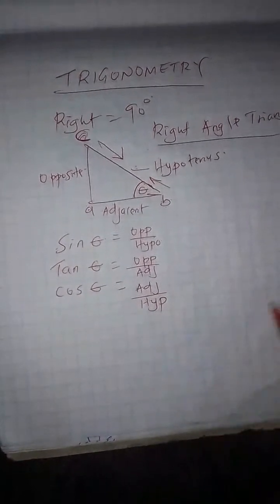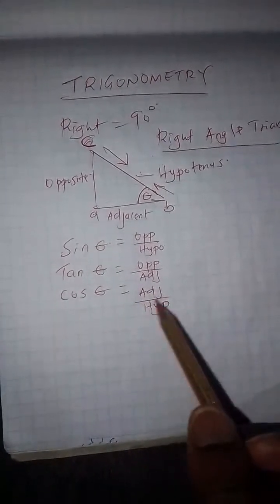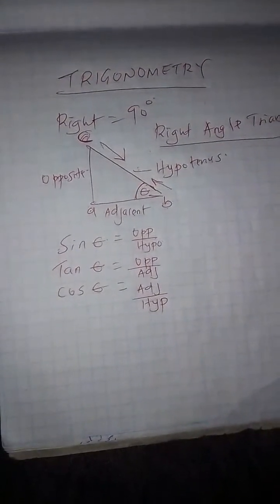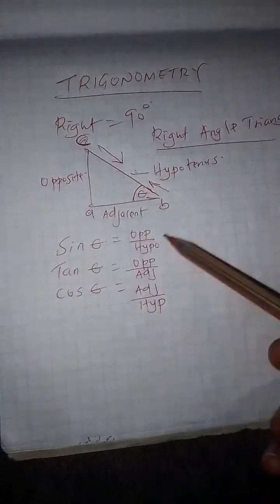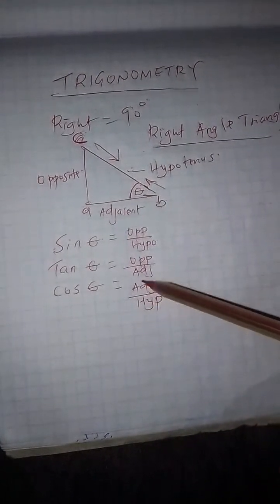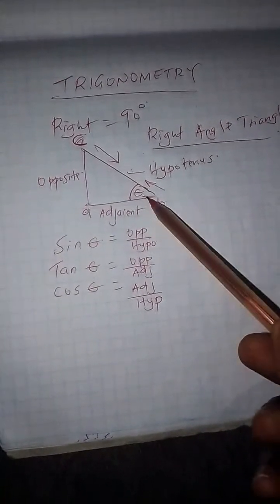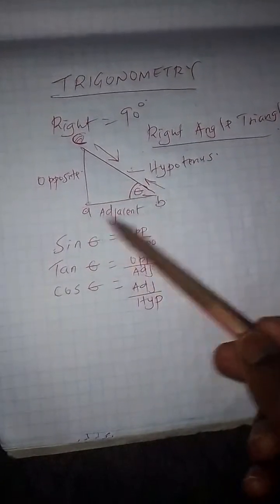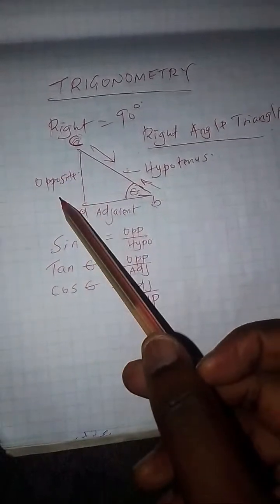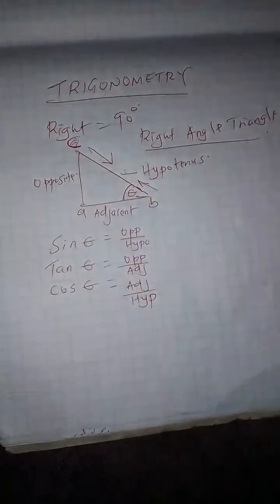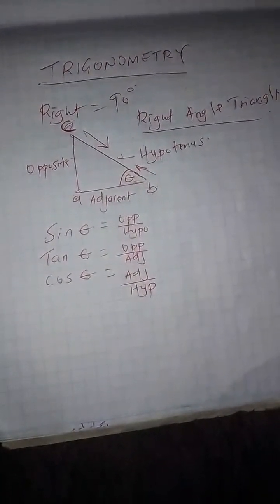Okay, so cos theta is given by adjacent over hypotenuse. Now, after you've mastered all these formulas for the trigonometry, the next thing is that you can be asked to find some of the angles of this triangle. Given one of the sides and one of the angles, you can be asked to find this side, the opposite side or the adjacent side or the hypotenuse. And I've given that example.